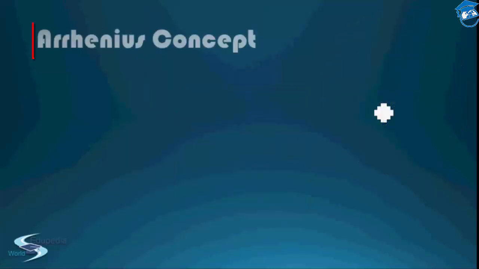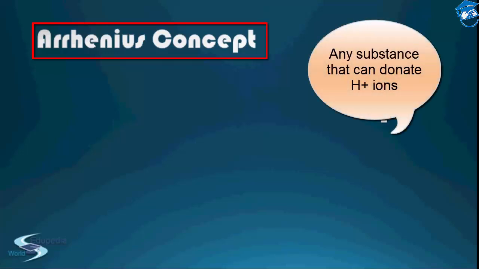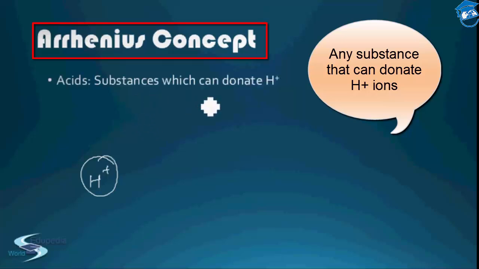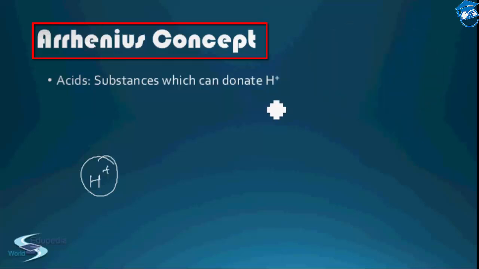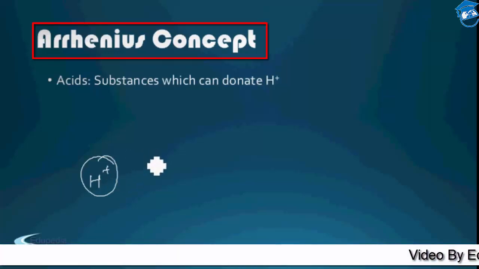So let's begin the Arrhenius concept of acid and base. What does it tell us? It's very simple: any substance which can donate H positive ions in an aqueous medium is said to be an Arrhenius acid. This is the definition given by Arrhenius. He said that if a substance can donate H positive in aqueous medium, that is, when that substance is added to water it separates out into H positive and something else, then it is called an acid or Arrhenius acid.